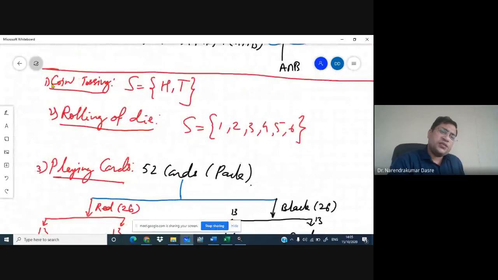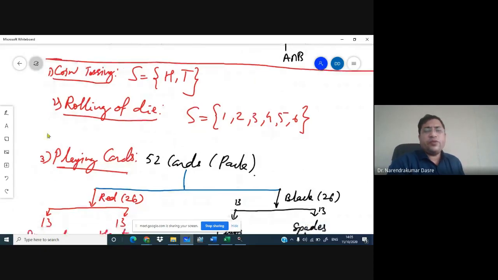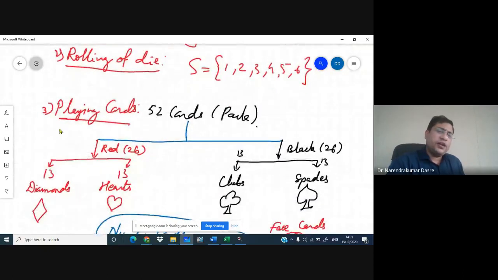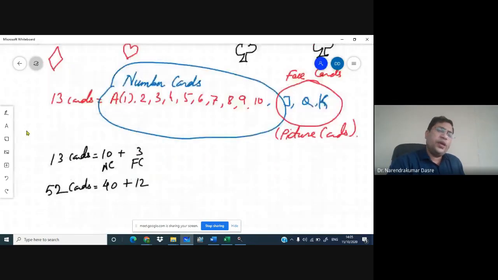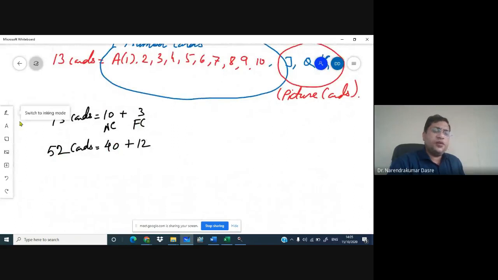See, up to coin tossing and rolling a die, you are able to write the sample space, so it becomes easy to count the number of sample points. But when we go to the third experiment, it becomes difficult to write the sample space. And that's why we go with the concept of permutation and combination. So here we need the concept of permutation and combination for the third experiment.